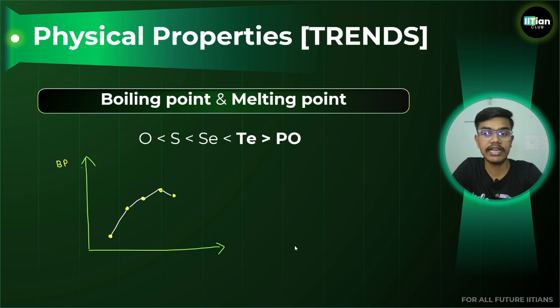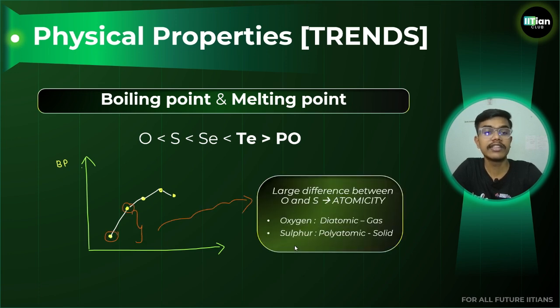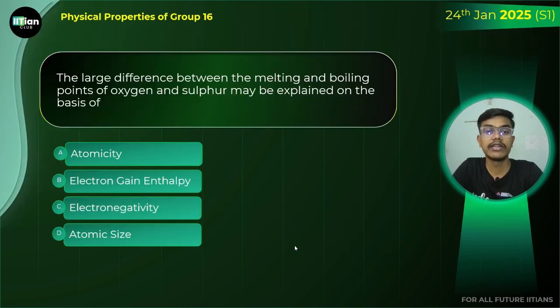And boiling and melting point increases down the group with a small decrease at the end. You can see it in the graph. But you should note that there is a large difference between oxygen and sulfur when it comes to boiling and melting point. This is because of the atomicity. Oxygen is a diatomic gas and sulfur is a polyatomic solid. Now check out this JEE Mains 2025 question, which asks us to find the reason for the large difference between melting and boiling point of oxygen and sulfur.